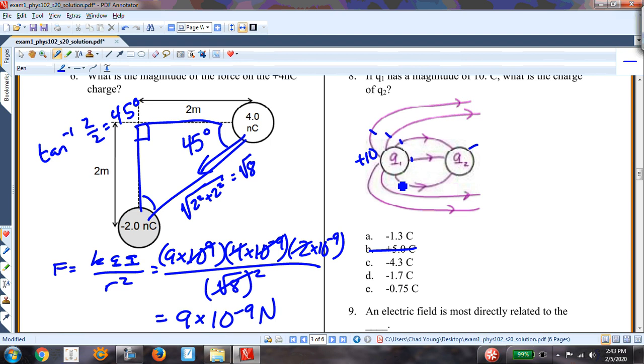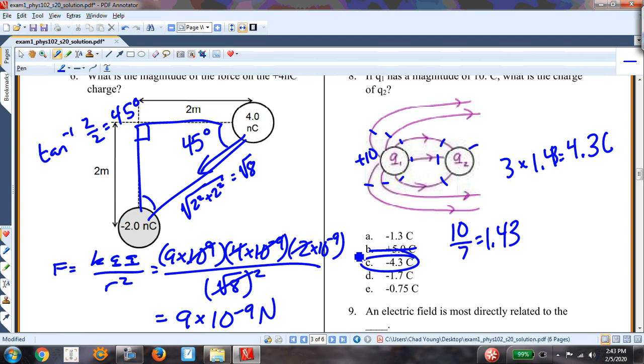1, 2, 3, 4, 5, 6, 7 lines. So I have 10 divided by 7 is 1.4. That means that each line has a worth of like 1.4 coulombs. And so 3 times 1.4, actually this is 1.43, is equal to 4.3 coulombs. All right, and I know it needs to be negative, so C is the right answer.